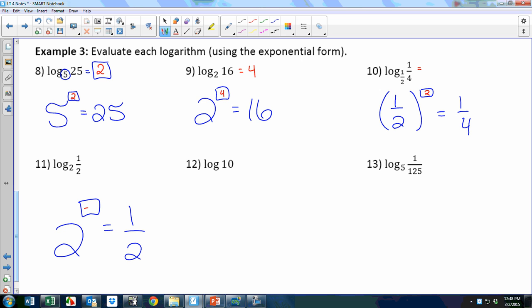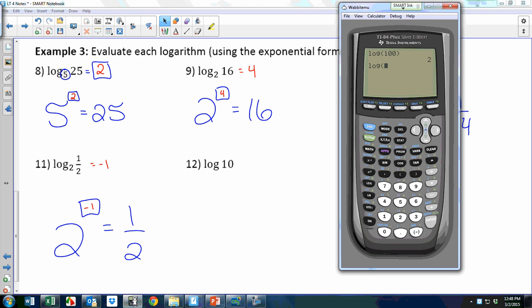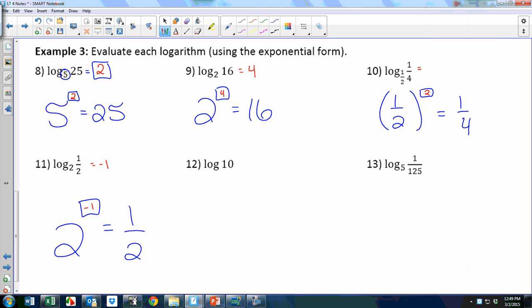And now, do you want to change the 2? No, so -1. So the answer is -1. Log 10. Yes, we could grab the calculator and just say log 10, enter. But that'd be kind of cheating. The question's basically 10 to the what makes 10? 1. So when you think about it like that, it's easier to even do mental math.